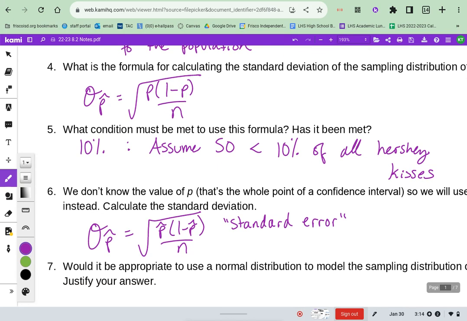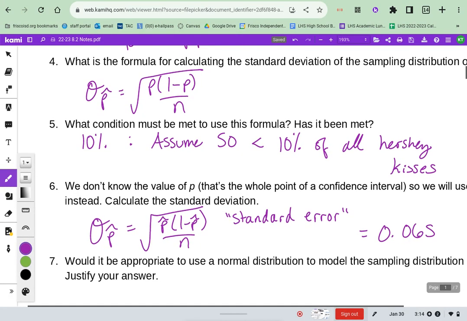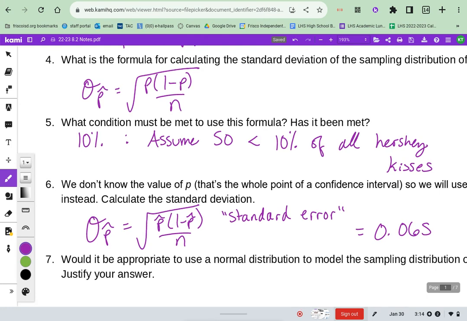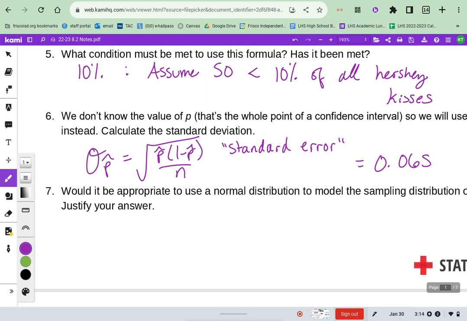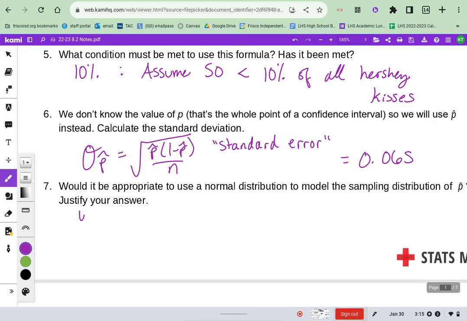Okay, let's see. What did you guys get for your standard error when you use 0.3? 0.065. Okay, so everyone's will be different, but this is theirs. Okay, are you guys good up to here? Yes. Okay, so last thing is, would it be appropriate to use a normal distribution to model the sampling distribution? And the answer here is yes, because we meet the approximately normal condition.